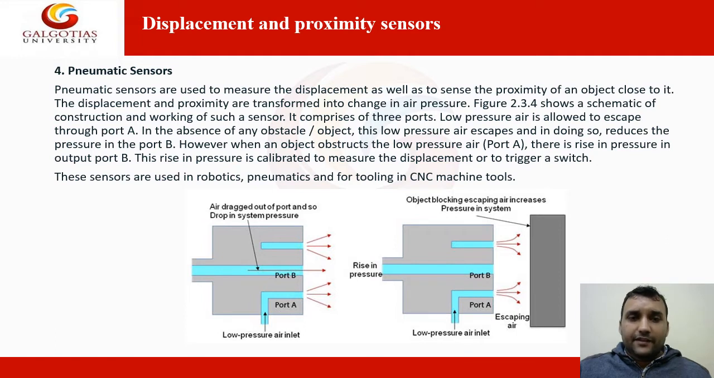So this type of sensor is used on the chucks of CNC machine tools, to check whether the tool is fixed or not. To check this, pneumatic sensors are used.